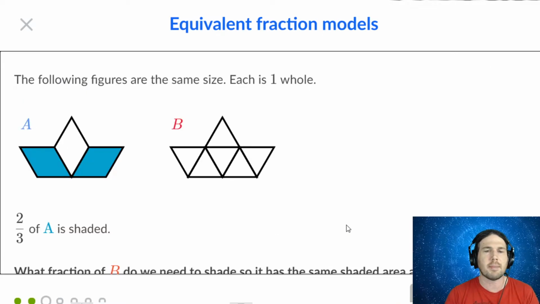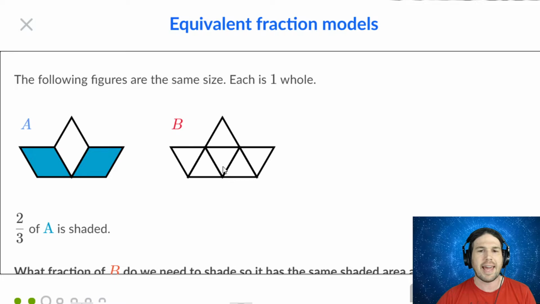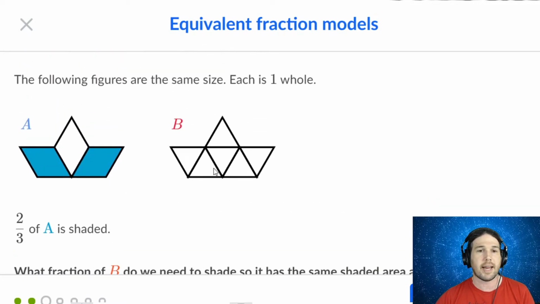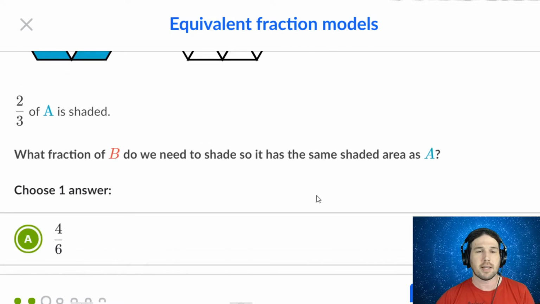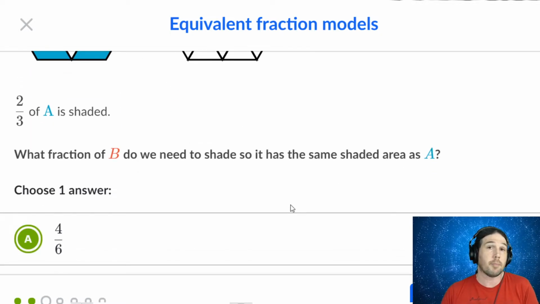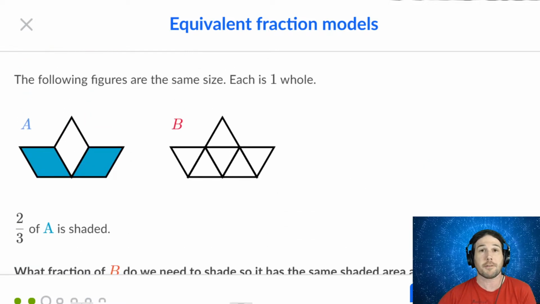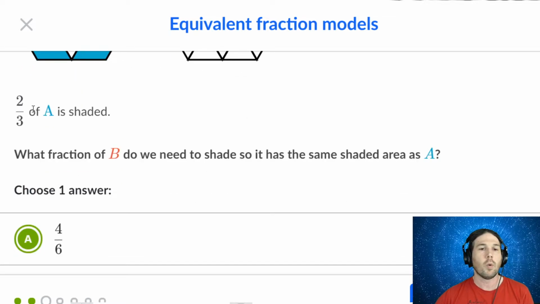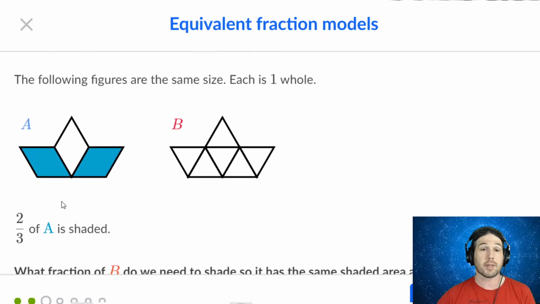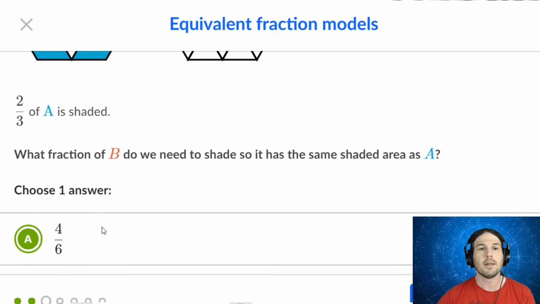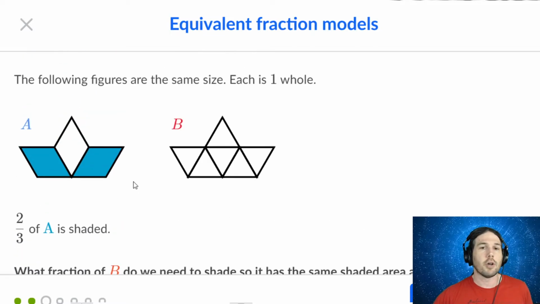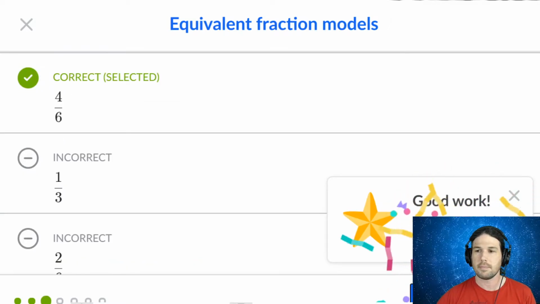The following figures are the same size. It looks like an origami boat. Each is one whole. We have 2/3 of area A. That is going to be the equivalent of 4/6 in area B. And in fact, very interestingly, this is the same exact problem that we had in problem one, right? It's just that our base shapes are different and we're cutting into thirds and sixths, but it's still the same exact kind of problem. We're essentially doubling the numerator, right? There are now 4 things instead of 2 things. Remember, numerate means to count. So there are 4 things, and each thing is worth 1/6, because there are 6 of them in one whole. So 4/6 is the correct answer.